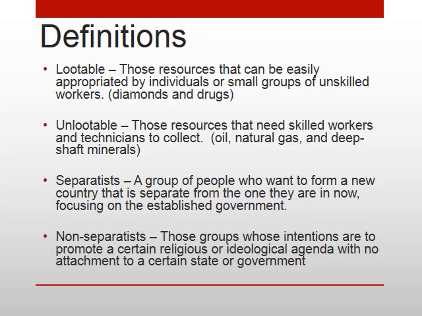Now, the groups that are involved are the separatist group, the group of people who want to form a new country that is separate from the one they are in now, focusing on the established government. And a non-separatist group are those groups whose intentions are to promote a certain religious or ideological agenda with no attachment to a certain state or government.